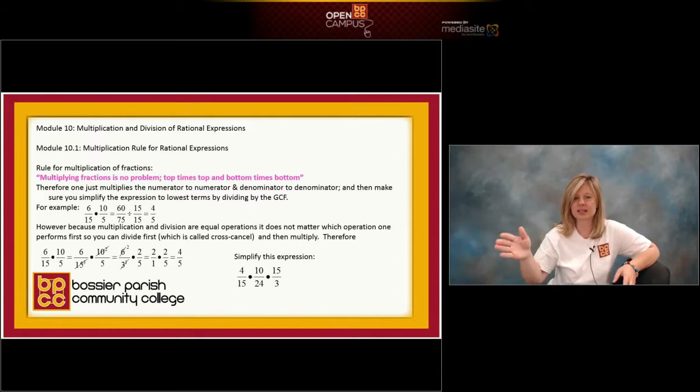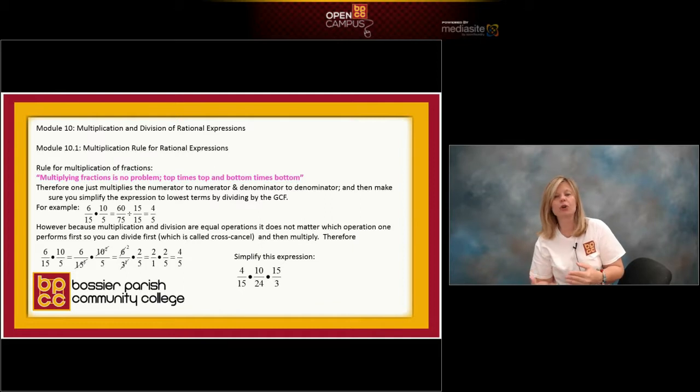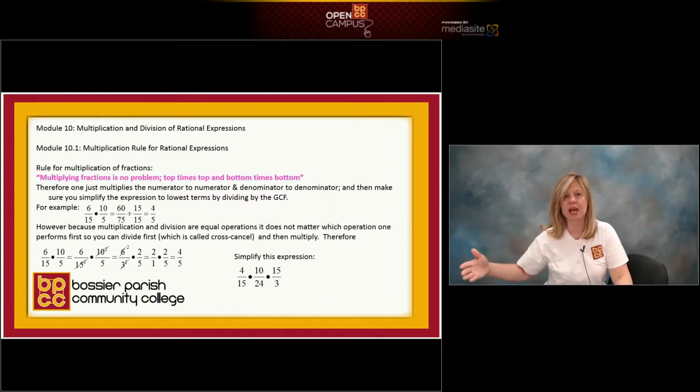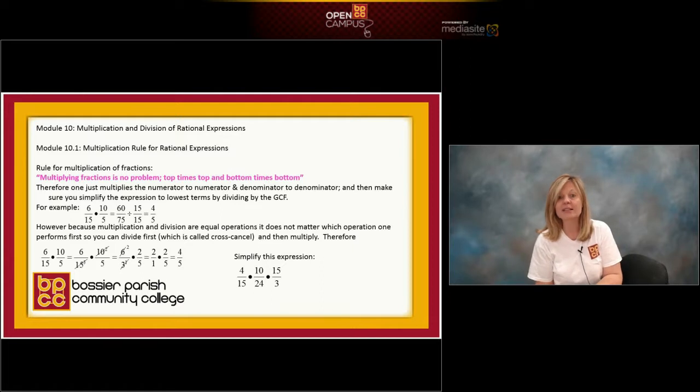6 times 10 is 60. 15 times 5 is 75. Okay? Now the problem is you can't leave 60 over 75 as your final fraction because we know that fraction bar means division, and division means you need to reduce it. So now we got to divide 60 and 75 by their greatest common factor. If you know their greatest common factor, then you'll reduce the fraction, simplify it in one step. If you don't know the greatest common factor, it will take you several steps to reduce it. Well, the greatest common factor of 60 and 75 is 15.